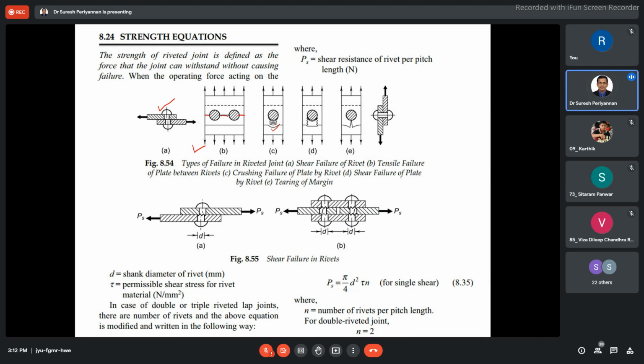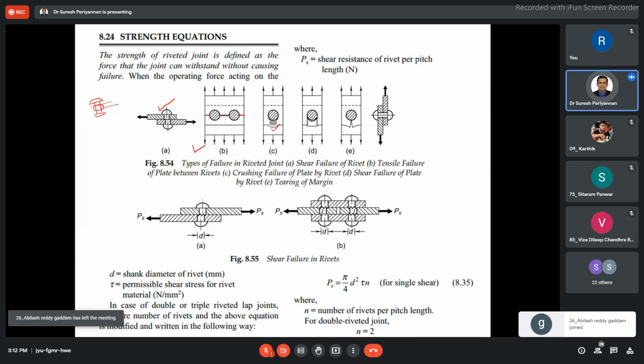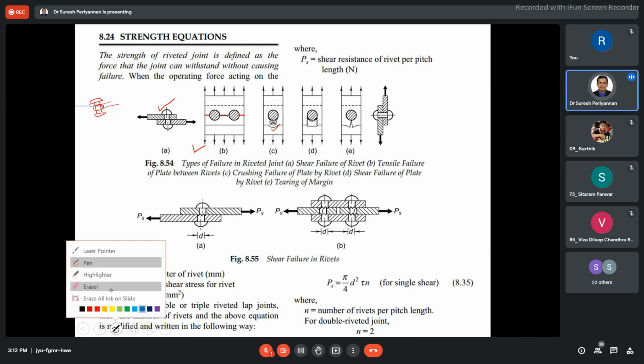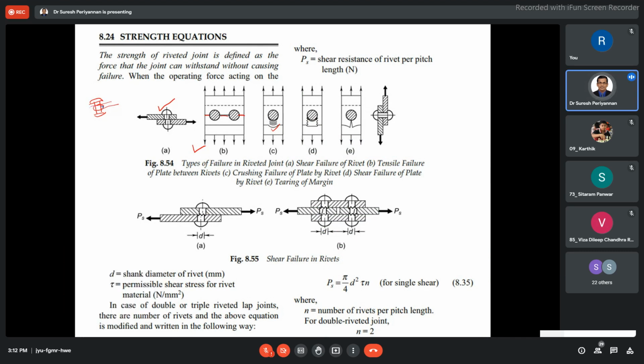This is the plate, and this is a rivet. The holes of the plate are getting compressed in this region. When the holes of the plate get compressed, they may change into an elliptical or oval shape. That is called crushing failure. The next one is shear failure of the plate.